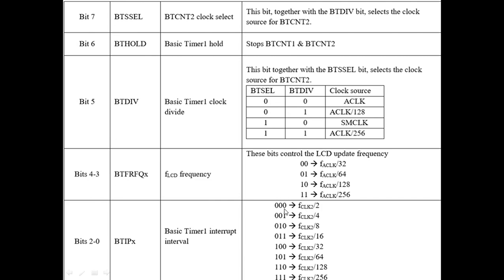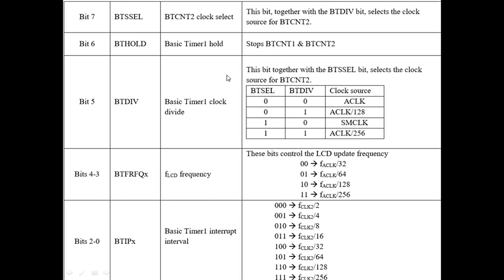If it is 000, it is divisible by 2. 1 means by 4, 2 means by 8, 3 means by 16, 4 means by 32, 5 means by 64, 6 means it is divisible by 128, 7 means it is divisible by 256. Like that, based on the clock frequency, that is giving to the interrupt interval. Next, the basic timer divisor. It is dividing by using the basic timer select value and divisional values we already discussed.